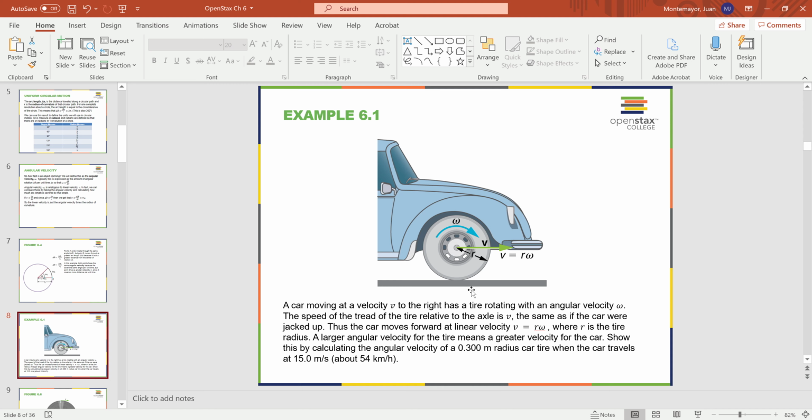The speed of the tread of the tire relative to the axle is v, the same as if the car were jacked up. Thus, the car moves forward at a linear velocity v equals r omega, where r is the tire radius. A larger angular velocity for the tire means a greater velocity for the car. Show this by calculating the angular velocity of a 0.3 meter radius car tire when the car travels at 15 meters per second.